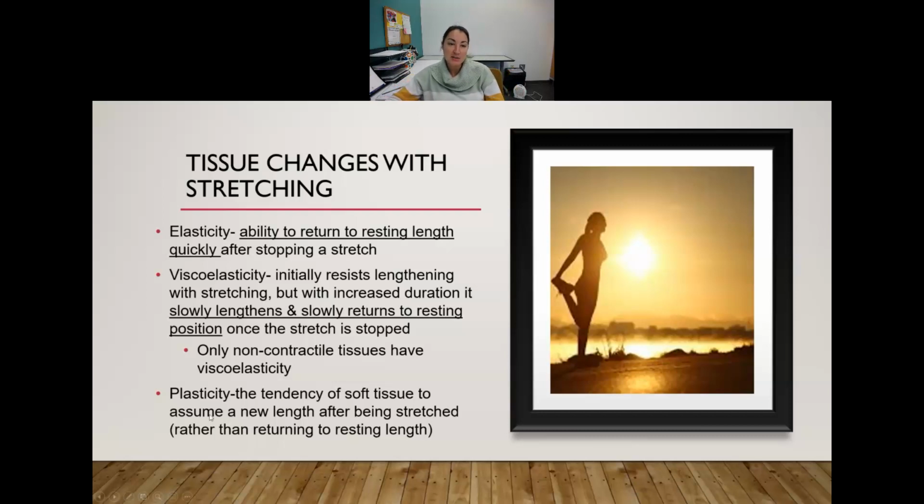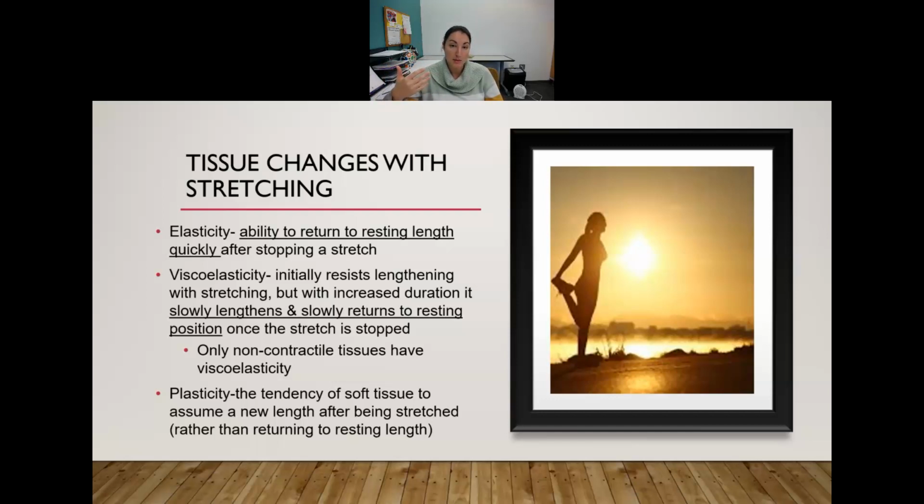So these are some definitions of some tissue properties and the changes as you stretch. So elasticity, this is the ability to return to resting length quickly after stopping a stretch. So you move your arm through full range and then you return to its normal length. You stretch your wrist and then you return it to normal length. That's elasticity, the ability to return back to its normal length.